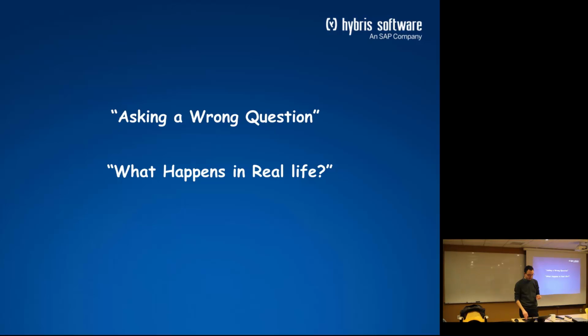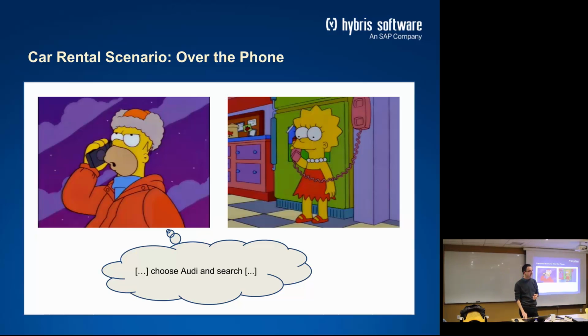The second theme is what happens in real life. So let's say Homer was working at this company, and the day is done with his work. He's going home, he's driving, and his car breaks down. The car is broken, and he doesn't have the phone number of the company, so he cannot rent a car. So he calls Lisa, and he asks Lisa to go to the website and to select Audi and search. So what he does is choose Audi and search.